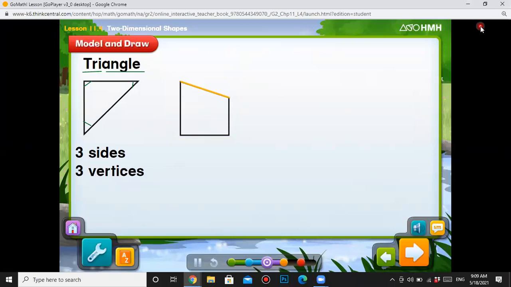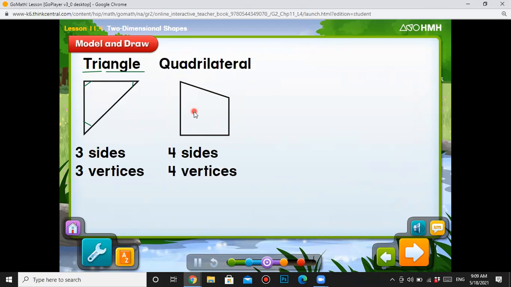This shape has 1, 2, 3, 4 sides. Now let's count the vertices. So we have 4 sides. Let us count the vertices. 1, 2, 3, 4 vertices.